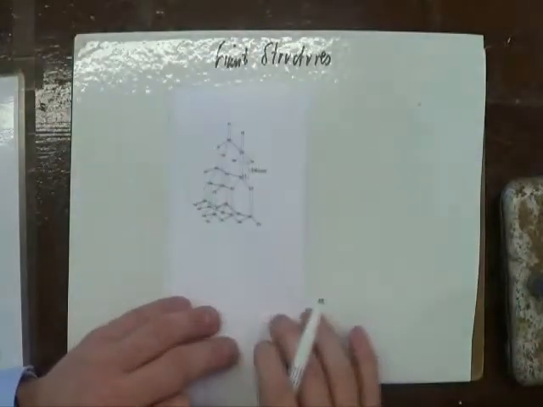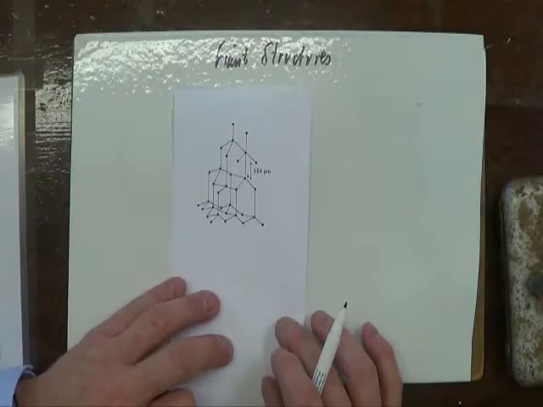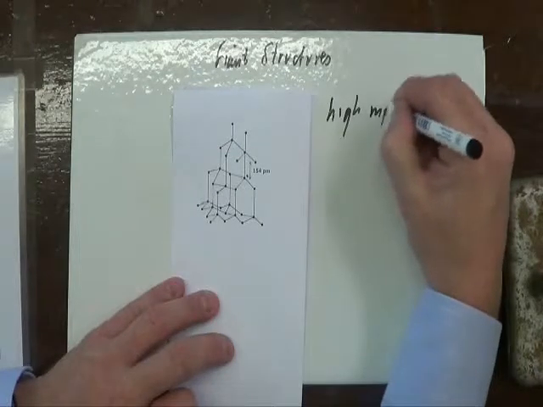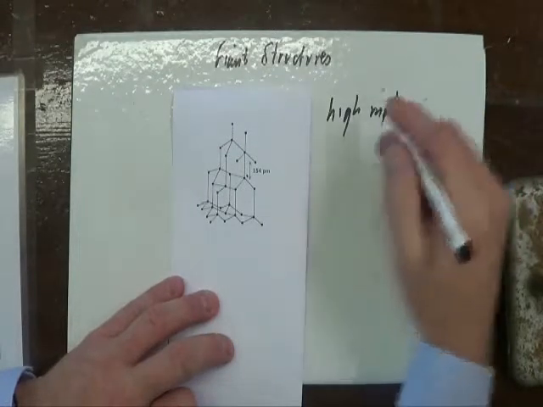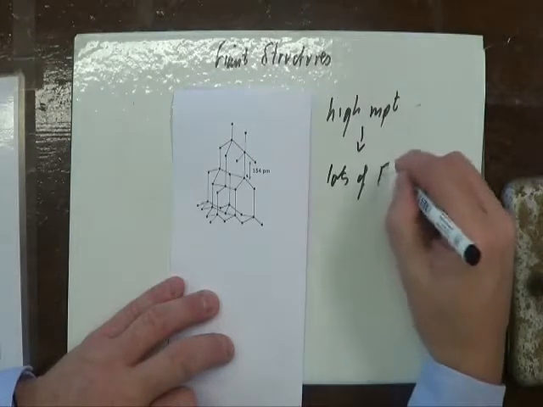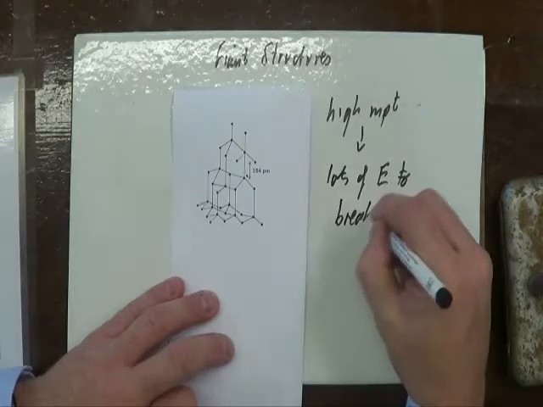The other thing is, because these bonds are so strong, you're going to have a very high melting point. Okay, it takes huge amounts of energy to break the bonds. Now, high melting point, because we need lots of just E for energy to break those bonds.